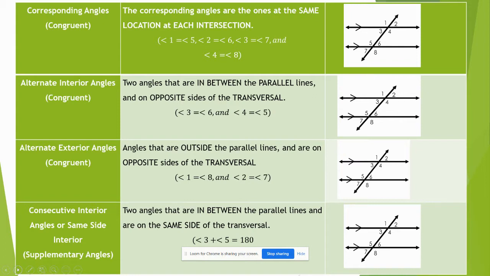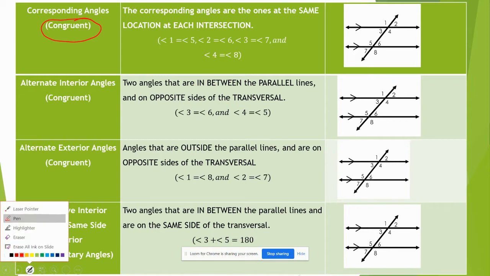Okay. Our first special angle that's formed with parallel lines and a transversal are corresponding angles. First thing you need to know is that corresponding angles are congruent. That's actually really important to know. Corresponding angles are angles that are at the same location at each intersection. Okay, so we're going to see what this looks like.